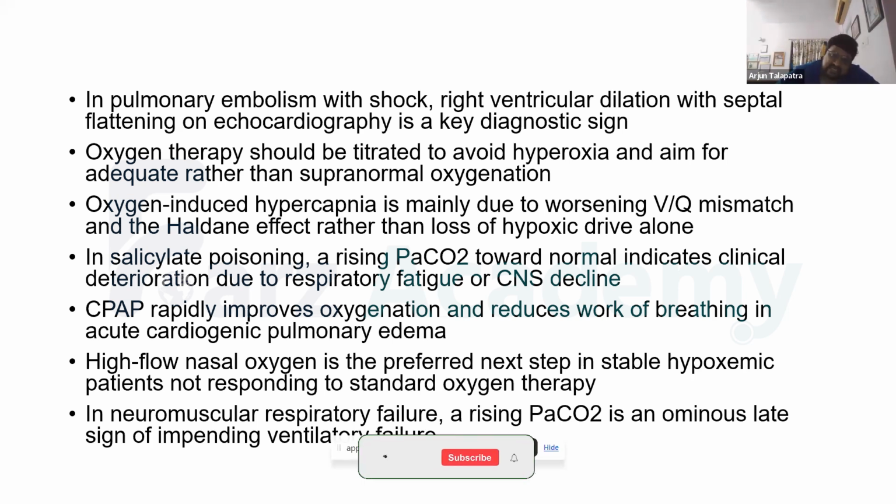We spoke about how in salicylate poisoning, a rising PCO2 indicates clinical deterioration, and shows that the patient is developing respiratory fatigue. CPAP remains the first line for oxygenation and for reduction of work of breathing in patients with cardiogenic pulmonary edema. High flow nasal oxygen is first line for stable hypoxemic respiratory failure in patients who are not responding to standard oxygen therapy. And in neuromuscular respiratory failure, a rising PCO2 is an ominous late sign. That means we must do something urgently and ventilate the patient. Okay, so these are all the take-home points from the previous lecture.